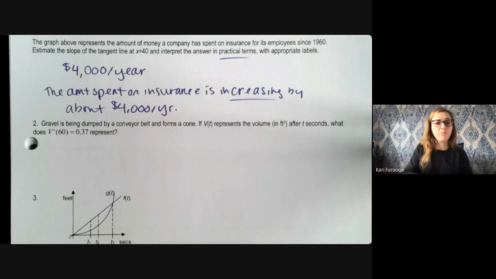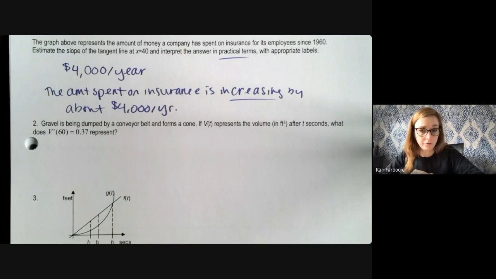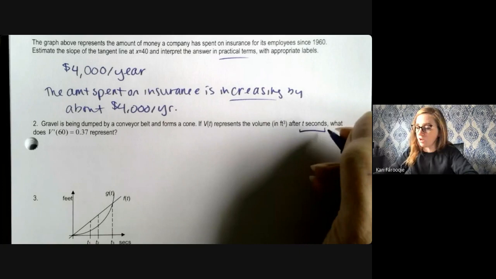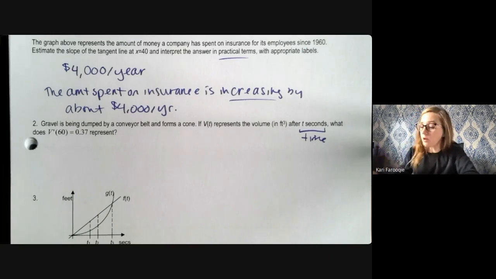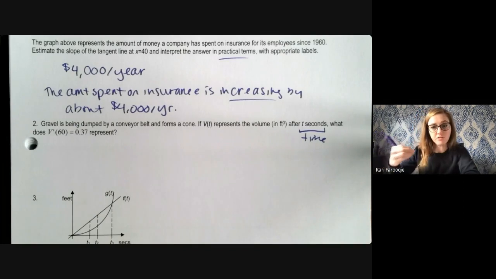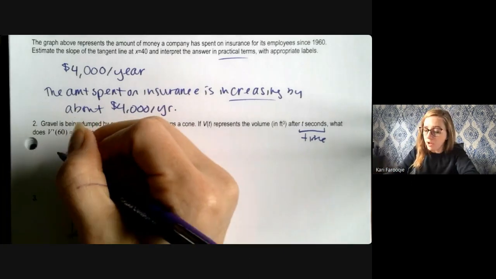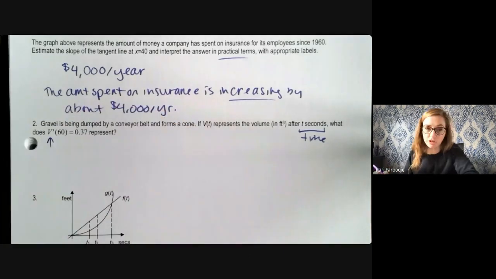Number 2, gravel is being dumped by a conveyor belt and forms a cone. If V of t represents the volume in feet cubed after t seconds, so remember that t represents time, what does V prime of 60 equal 0.37 represent? So if V of t represents a volume, anytime we change the function to be its derivative, we're talking about the change in that quantity. So V prime would be the change in the volume.